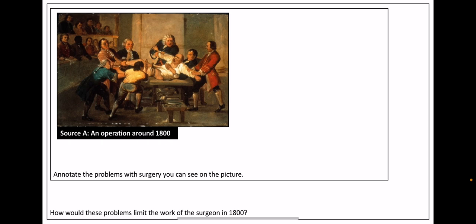First thing I'd like you to do is annotate the problems with surgery that you can see in this picture, and then explain how these problems would limit the work of a surgeon. Some of the things that I noticed straight away, the most obvious one is the fact that that person they're trying to operate on has not been anaesthetised or put to sleep. So there's no anaesthetics. That makes surgery very difficult because it has to be very quick.